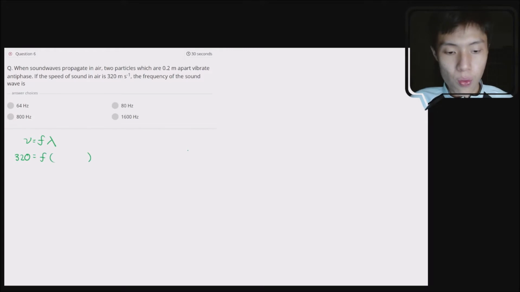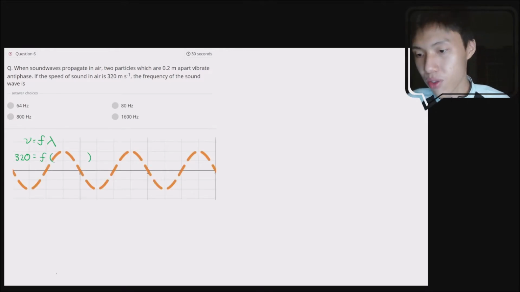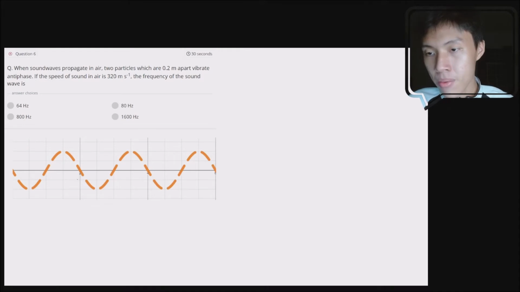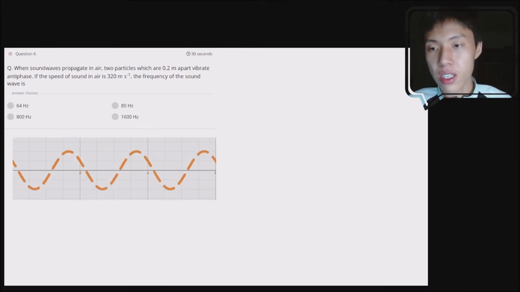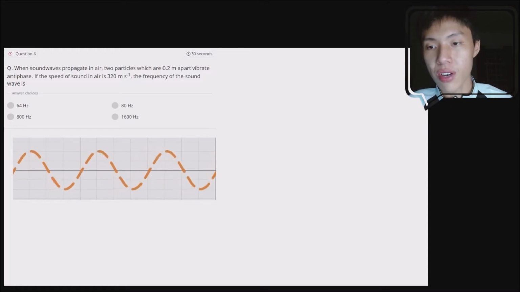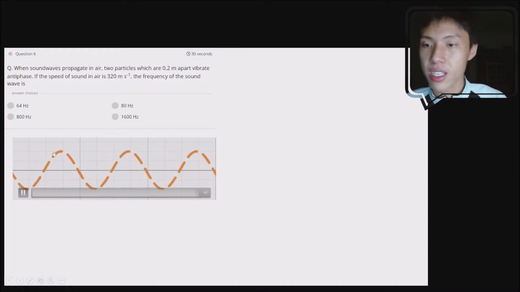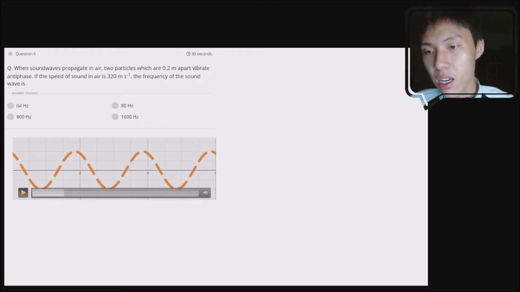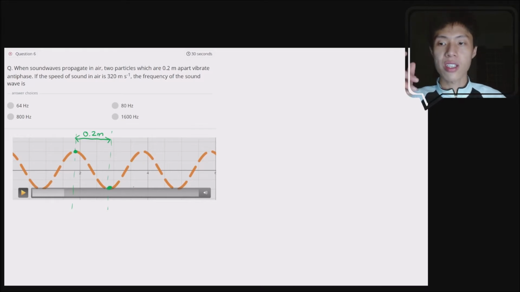Okay, if we have a traveling wave over here, this wave will be traveling to the right like this. If you take 2 points that are in antiphase, you can take a crest and a trough. Then you can measure the distance between them, and you find the distance between them to be 0.2 meter. The crest and the trough are always in antiphase because one is at the highest point, one is at the lowest point.